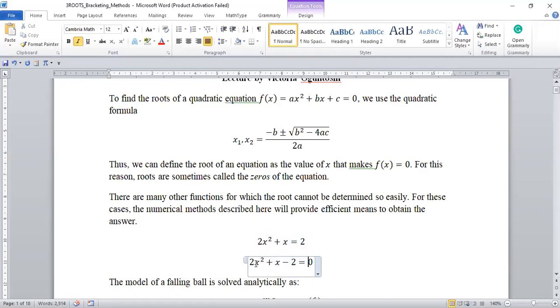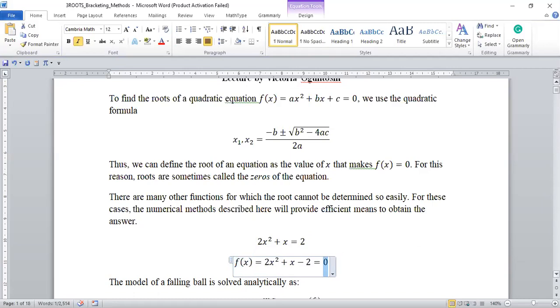So the root is the value of x when the function, let's name the function f of x, is equal to 0. So that's simply the root. You're finding the value of x when f of x is equal to 0.